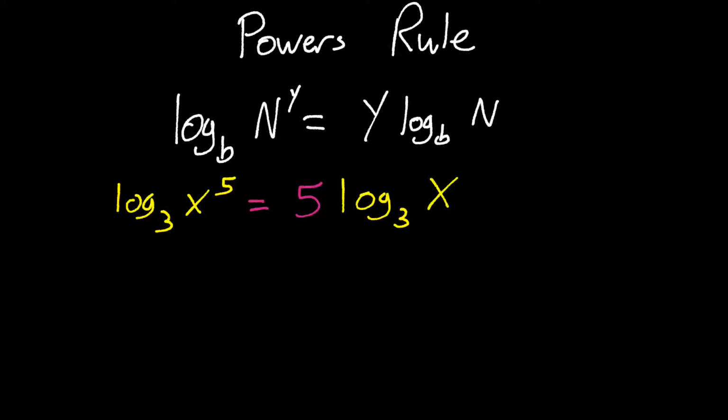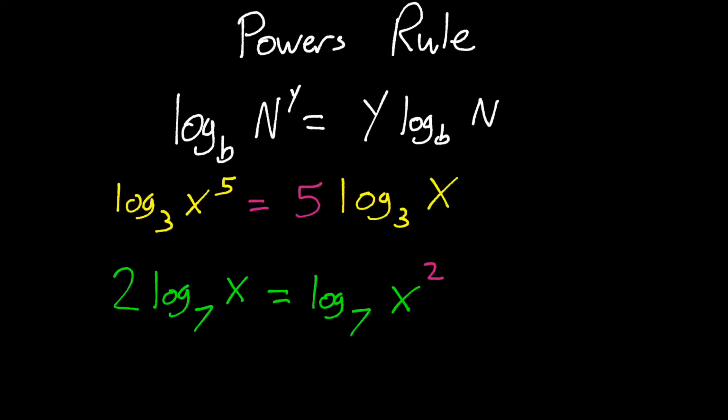Now if we want to go the other way, let's say I have this problem: 2 times log base 7 of x. Well, if I want to rewrite it so that the exponent is on the n, I just have to take this 2 and put it on the x. So I can rewrite it as the log base 7 of x squared. There's your powers rule. It just talks about moving the exponent to the front of the log instead of being on whatever it was on originally.